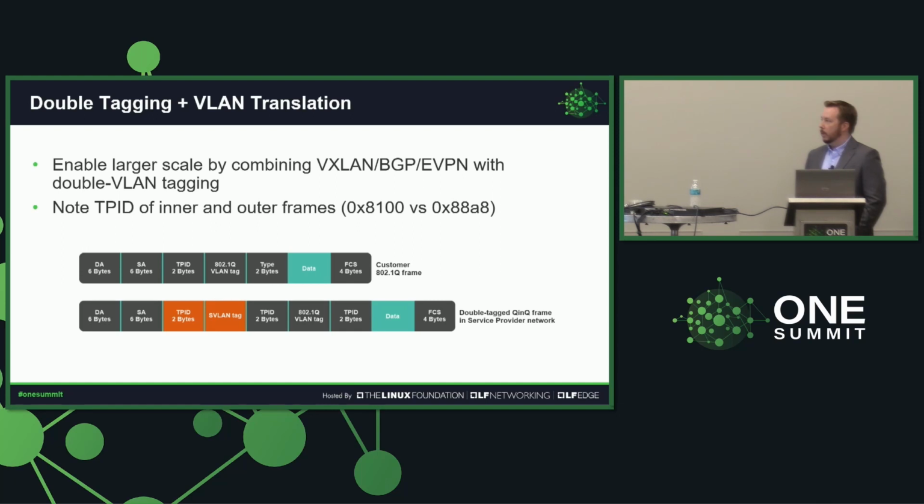The other thing to note is because of that, traditionally the TPID of that S tag is specified to be the TPID of 88A8. That is traditionally the specification. However, here we're actually going to be pushing that external tag on with the traditional TPID of 8100. So you'll actually have 2 8100 specified tags on this frame. That's fine for our application. You'll see why in a second.